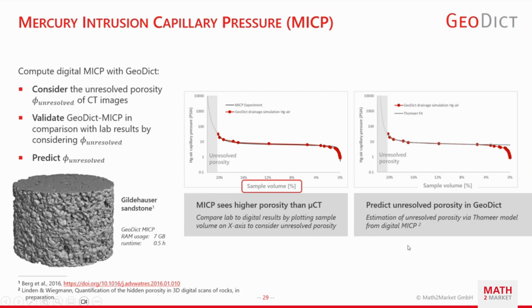Then we can also estimate this unresolved porosity that we have in a rock. So we're adding a Thomeer fit. I'm showing you here in the red curve the GeoDict data and the Thomeer fit as the line. That's showing that we're predicting the unresolved porosity for your rock, which is here, for example, around 2% of the porosity that's not resolved in this example.